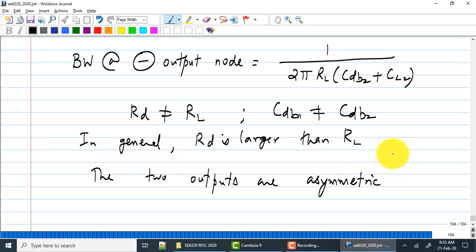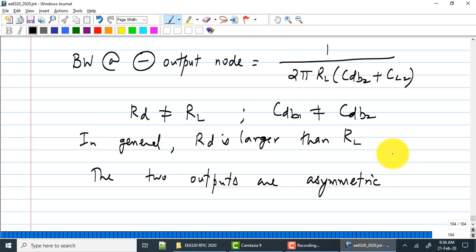Okay, so this is really not a true balance. That's why I went back and put it in quotes. The output impedances are not the same. The bandwidths are not the same. The only thing you have going for you is that if you take the difference between the two outputs, you have cancellation of noise.